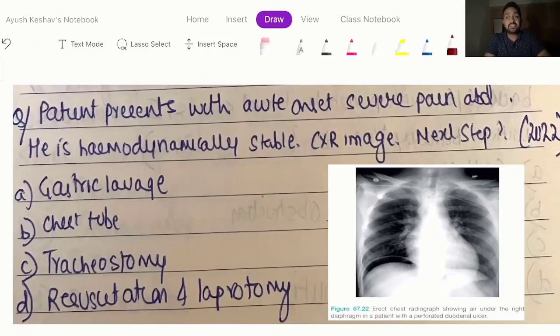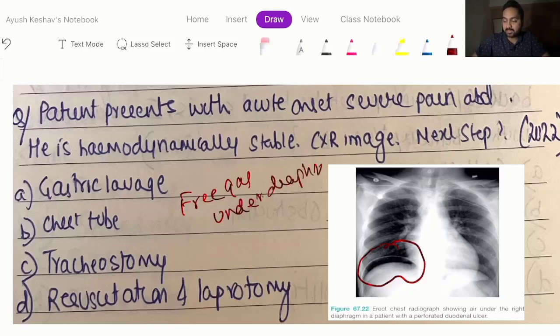So this is one of the favorite topics of your examiners. A patient presents with acute onset severe pain abdomen. He is hemodynamically stable. Your chest X-ray image is given, and what is your next step? So the chest X-ray image given was that of free gas under the diaphragm. Now we all know the management for it would include resuscitation and laparotomy.